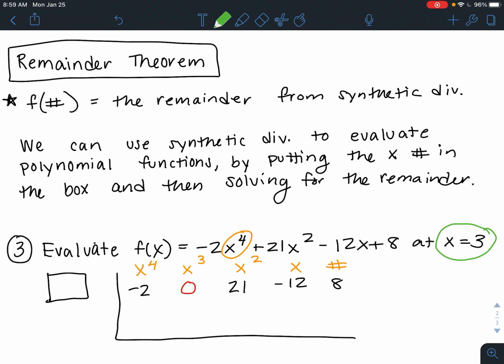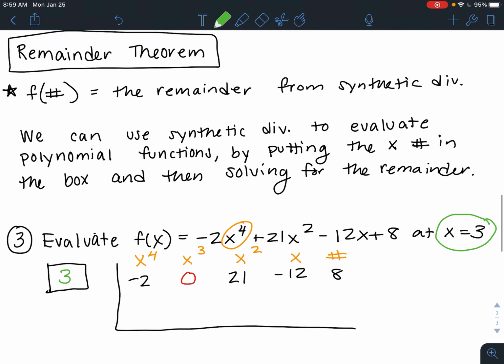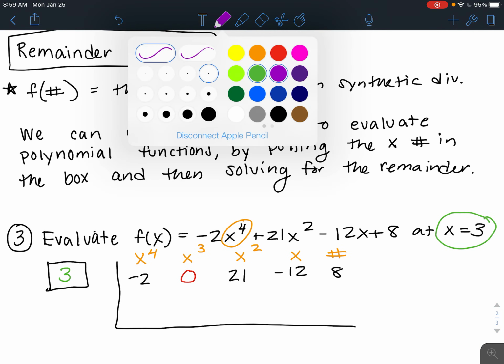And then whatever number it is, if it's x equals a number, unlike synthetic division where you normally have to flip the sign, if it says x equals the number, you put that number into the box. So if there's an equal sign, you don't flip it. If there's no equal sign between the x and the number, then you flip it. And then we're just going to do synthetic division.